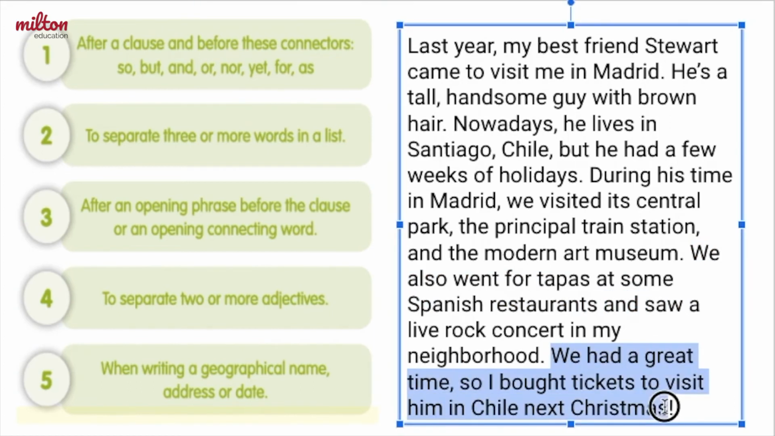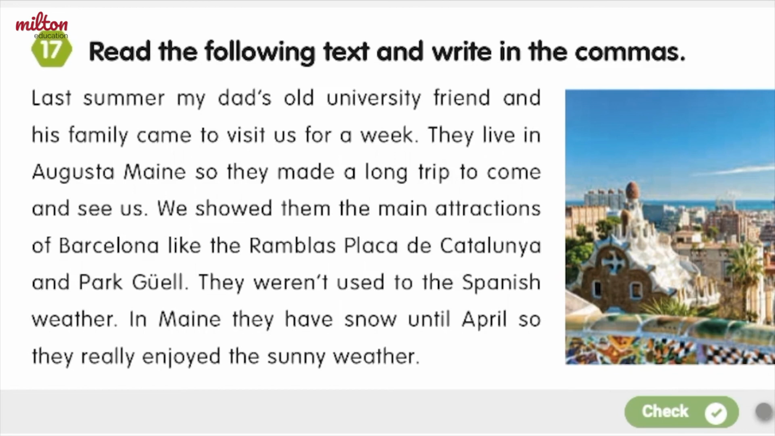I actually changed the final sentence so you can see what I mean. It says, we had a great time, so I bought tickets to visit him in Chile next Christmas. In this case, there is no exception to the rule. So is a connector. So, after the main clause, we had a great time, you must put a comma before the word so. Now you're going to practice what you learned about commas in the next exercise.